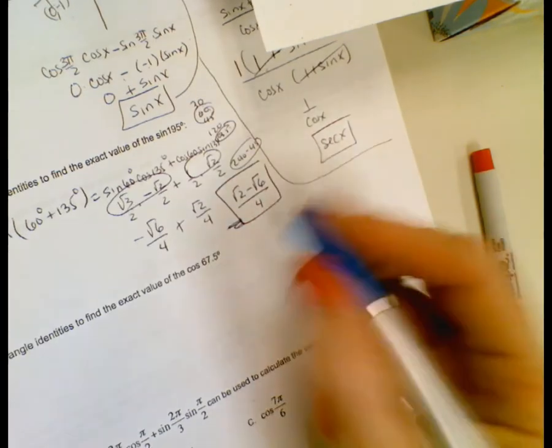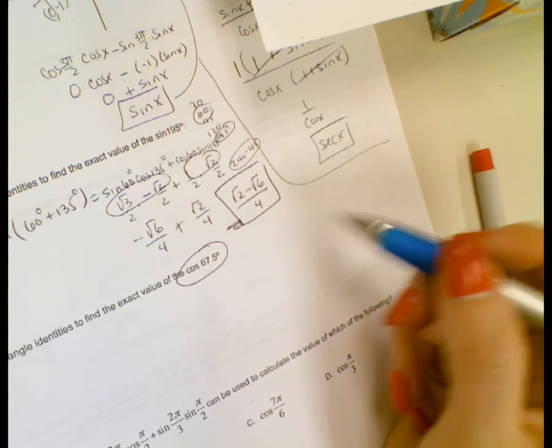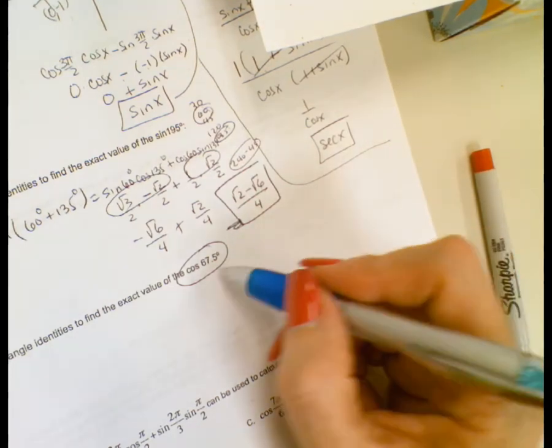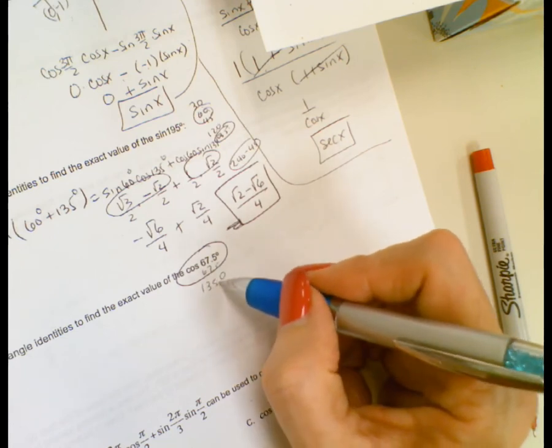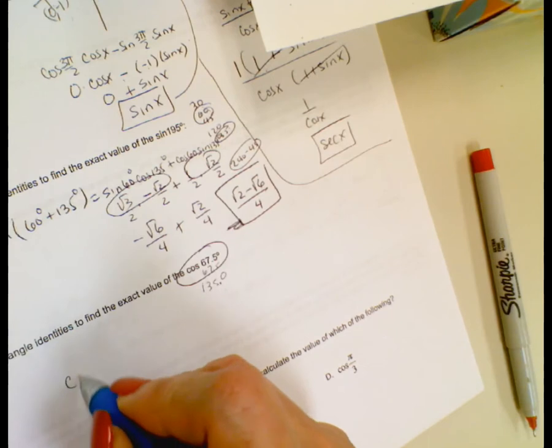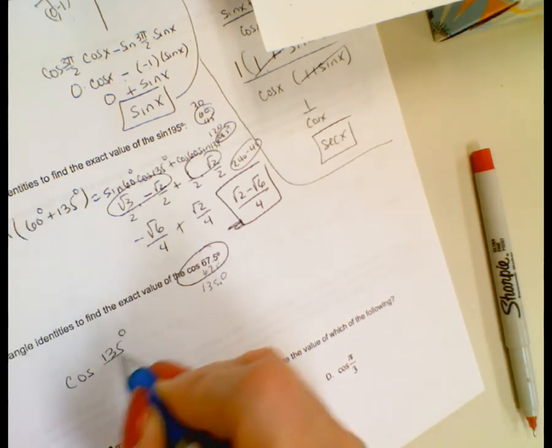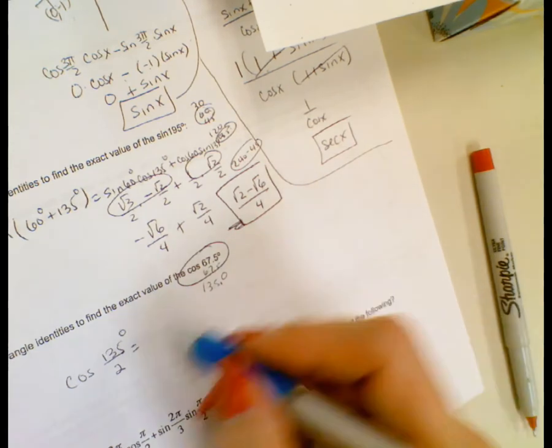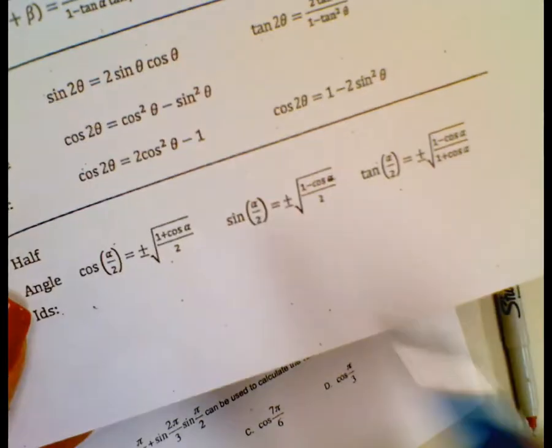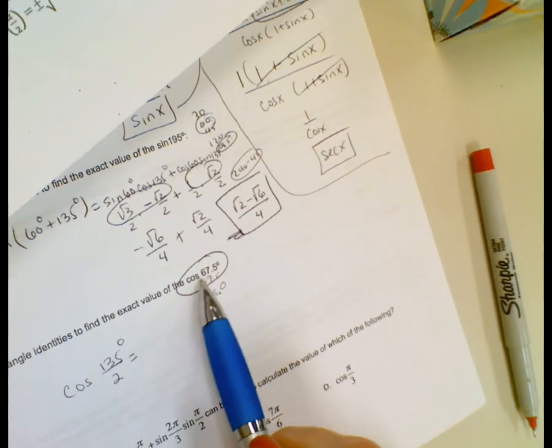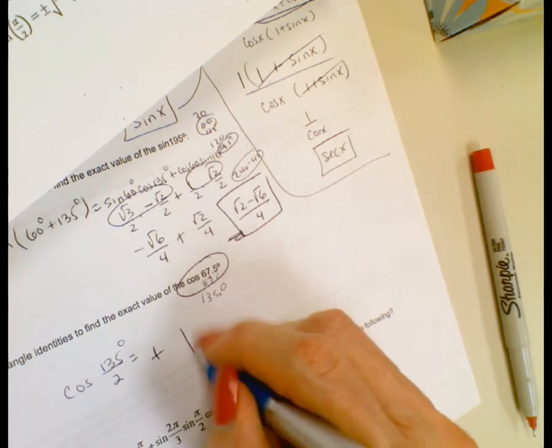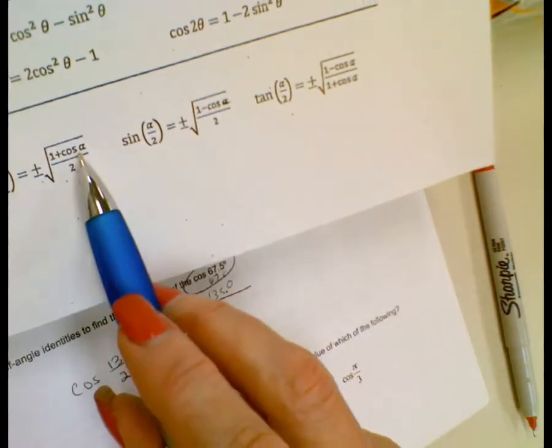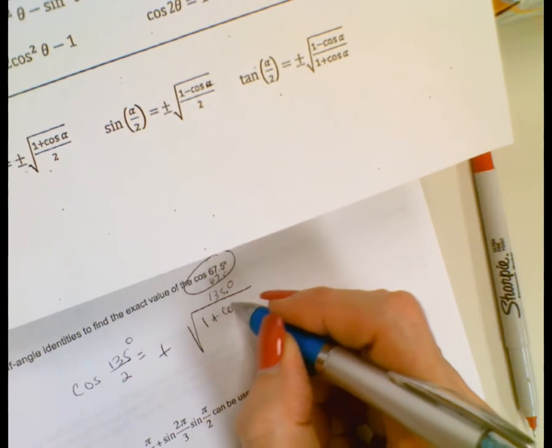Half angle identity for cosine of 67.5. If you double 67.5, that's 135. So you're going to take the cosine of 135 degrees divided by 2. Now you have to choose plus or minus right off the bat. Since cosine of 67.5 is in the first quadrant, this is positive. The square root of 1 plus cosine of the angle, so it's 1 plus cosine of 135, all over 2.